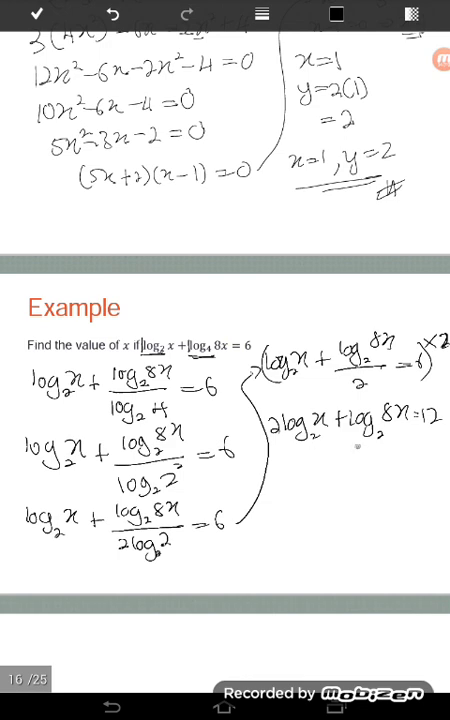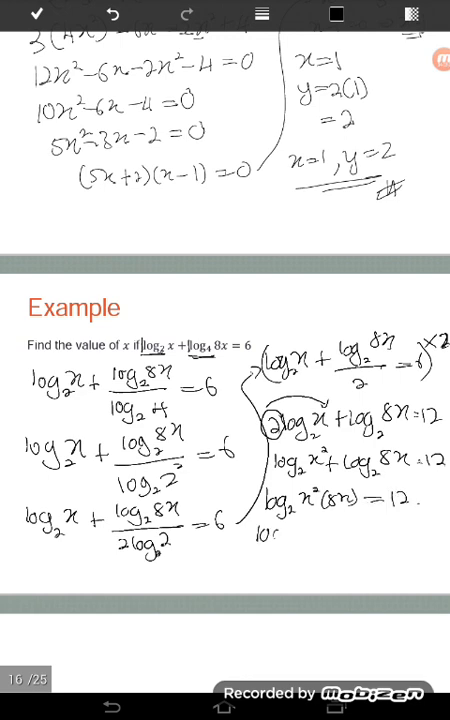Then we need to combine, base already same, but here coefficient is 2. So therefore this 2 we need to bring here become power. So we have log x power of 2 base 2 plus log 8x base 2, which is equal to 12. Okay, so after this you can combine. So plus become multiplication. Log base 2 of x power of 2 times by 8x, which is equal to 12. So you have here log base 2 of x squared times by 8x, so become 8x power of 3, which is equal to 12.